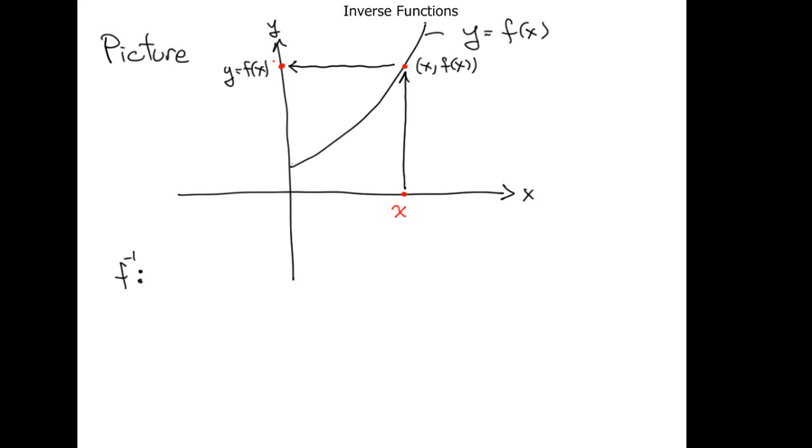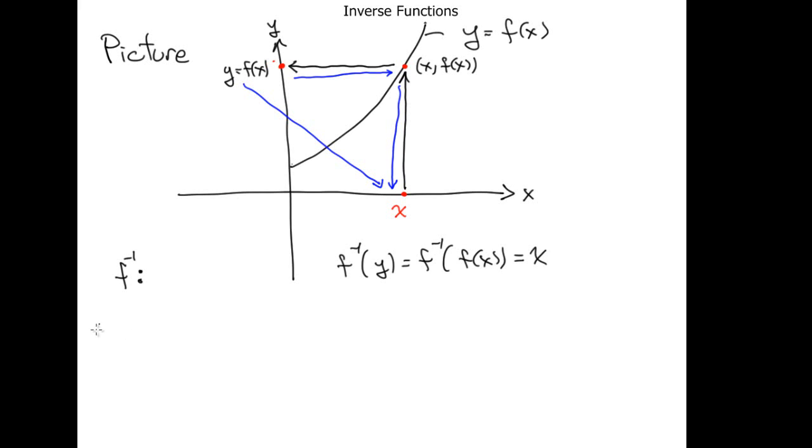So what does that mean? I'm going to start with this y and go this other direction. And this map is the inverse function, f inverse. And it's the thing that gives you back x. Okay, that all seems fine, but there is a pitfall here, and that's the following.